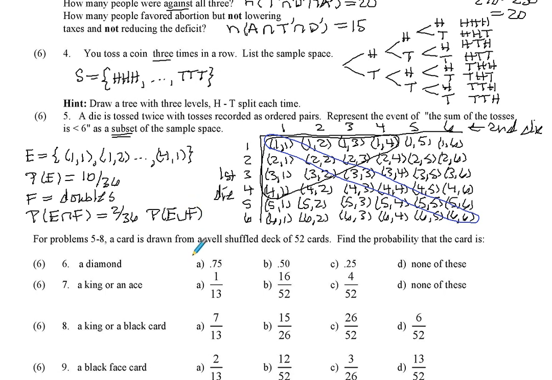And then I could ask you, for example, what's the probability of E or F? So what's the probability that the sum is less than 6 or they're doubles? Well, it's going to be these 10 outcomes and then add in these 4 more. So you unite the two sets, but these two already got counted with the 10 that are circled in black. So you got 10, 11, 12, 13, 14. 14 out of 36.